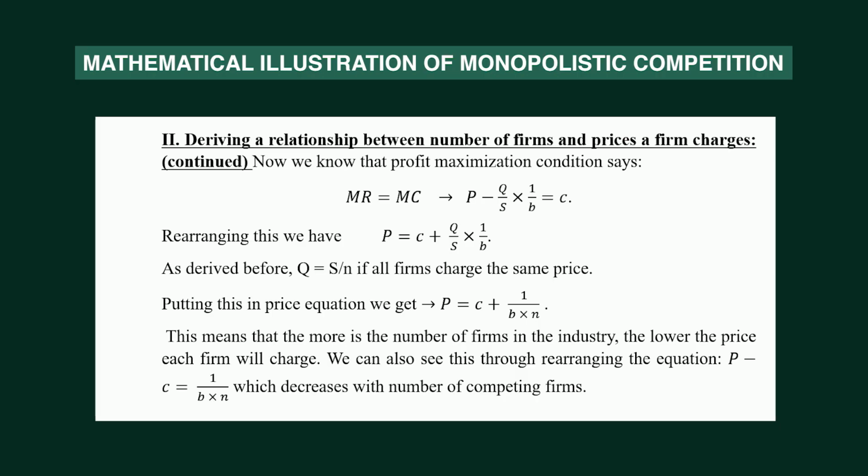So we can also see this through rearranging the equation, P minus C, and this P minus C is essentially the market power. Market power means the monopoly power, or in monopolistic competition, the market power that the producer is enjoying. The more the number of firms, N, the market power, or the difference between P minus C, will gradually die down. So that's the idea.